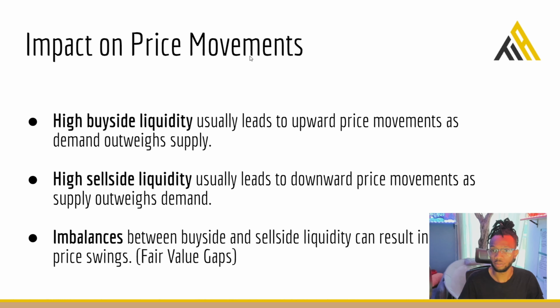Now, the impact of price movement. Now, when there's high buy side liquidity, it usually leads to upward movement, just like we talked about before, because at that point, demand outweighs supply. Okay. Now, when there's high sell side liquidity, usually there's downward movement in price because supply is outweighing demand.